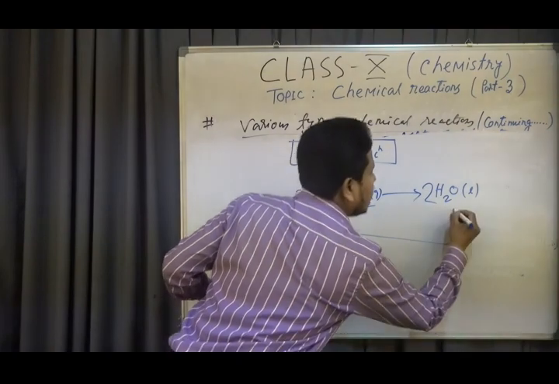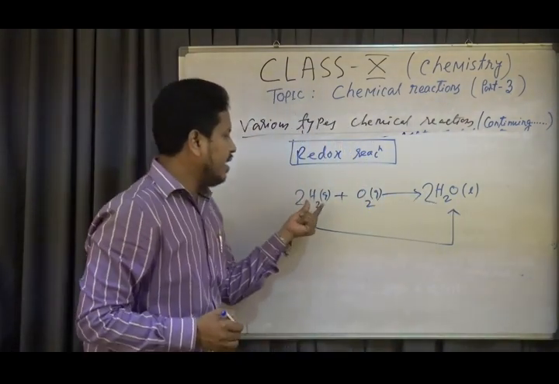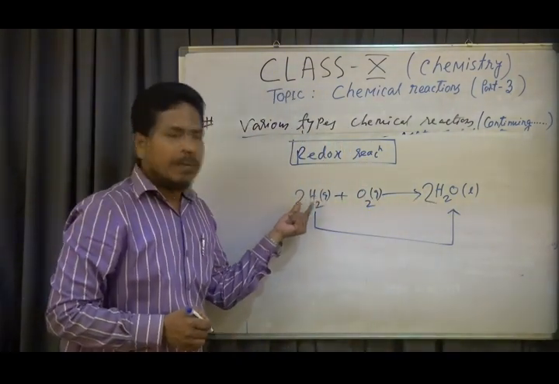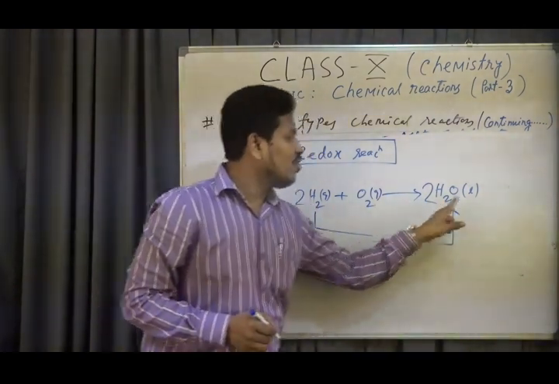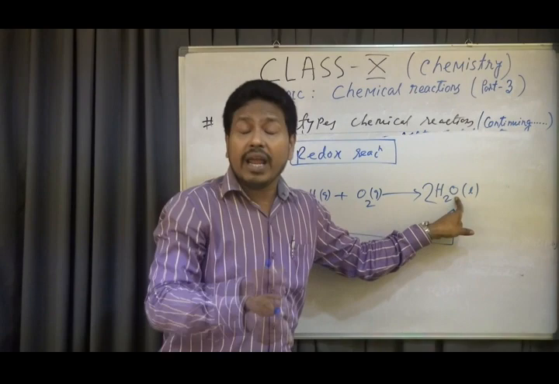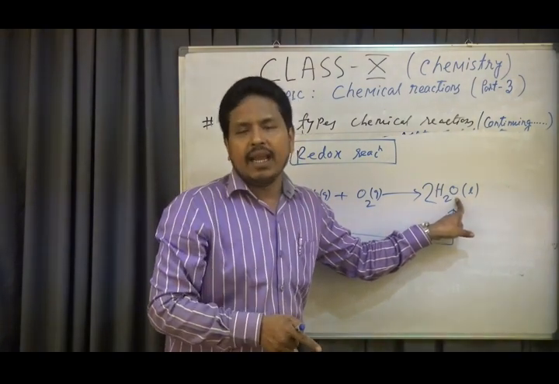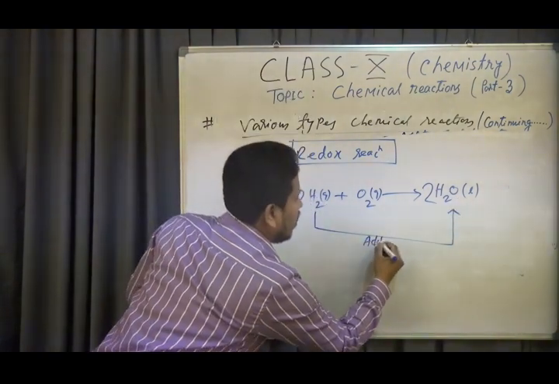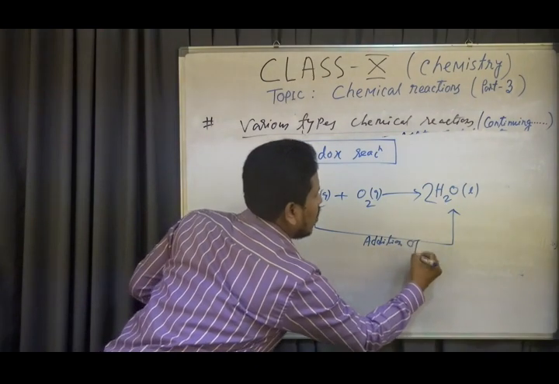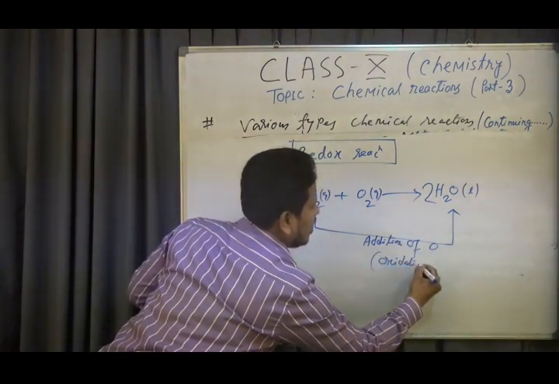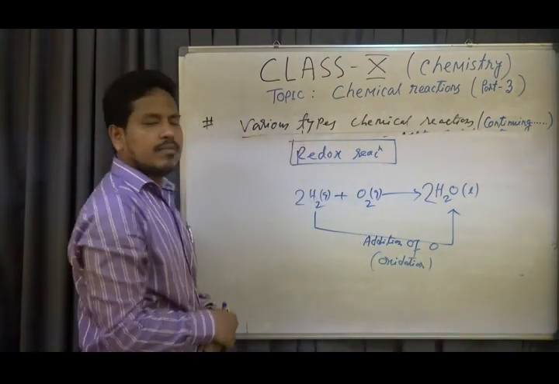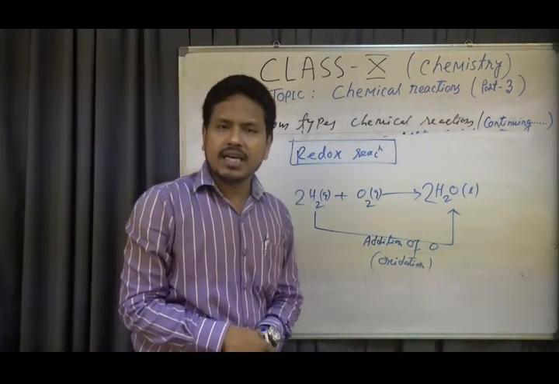Hydrogen to water. Look at the hydrogen. Initially the reactant was hydrogen, but the product is water. So what is happening? Hydrogen is combined with oxygen. That is, electronegative oxygen is added. Addition of oxygen, that is oxidation. As per definition, this is the oxidation process. Already explained, I have discussed.